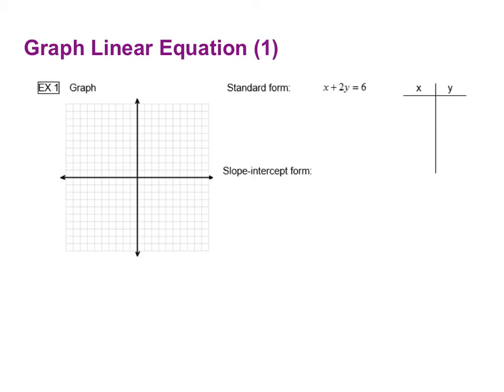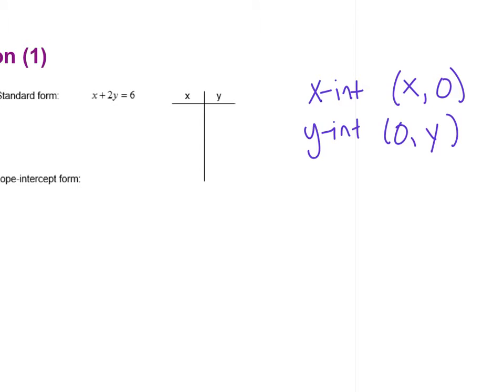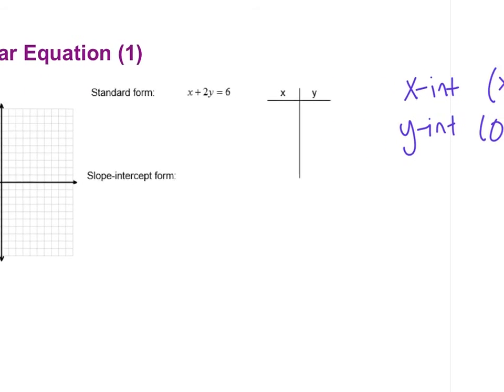For your intercepts, let me just make a side note over here. An x-intercept is going to be some x value where the y is a 0. The y-intercept is going to be some y value, but the x is a 0. So how do you find your x and y intercepts? You plug in a 0 for the y and you plug in a 0 for the x. So that's what we're going to do graphing from standard form.